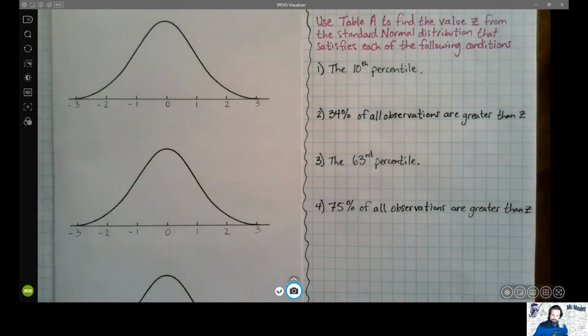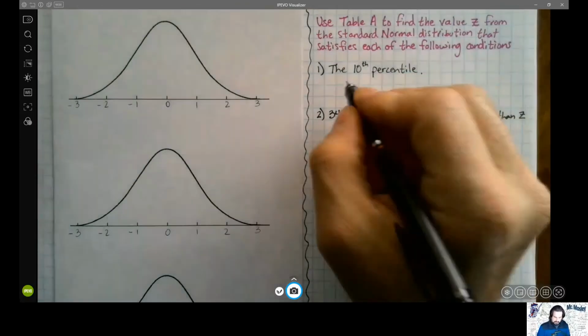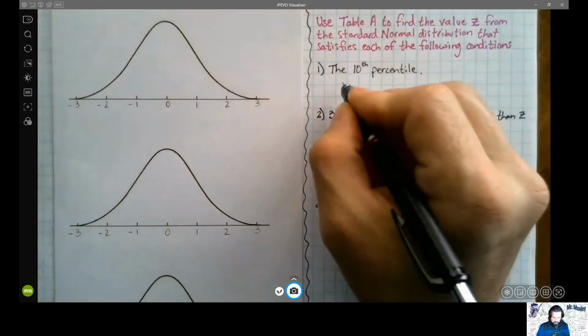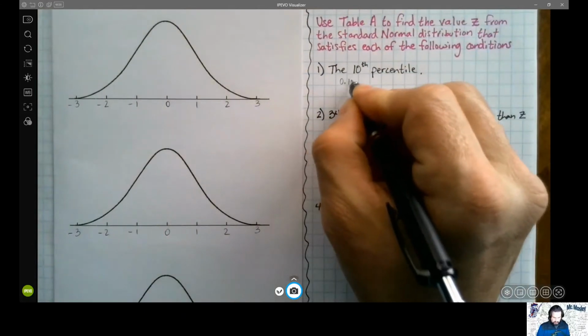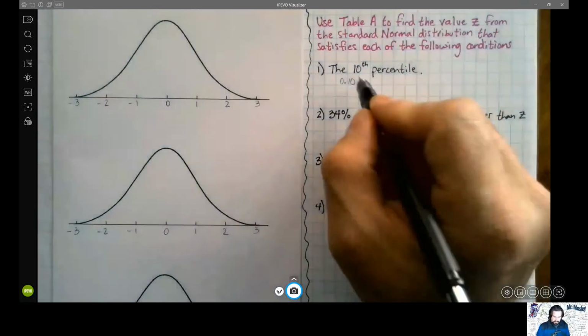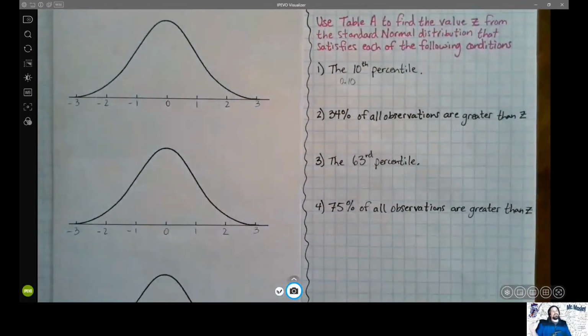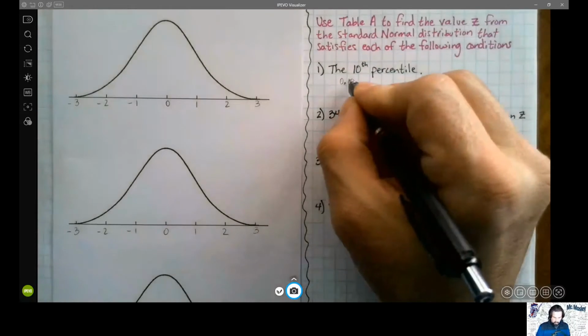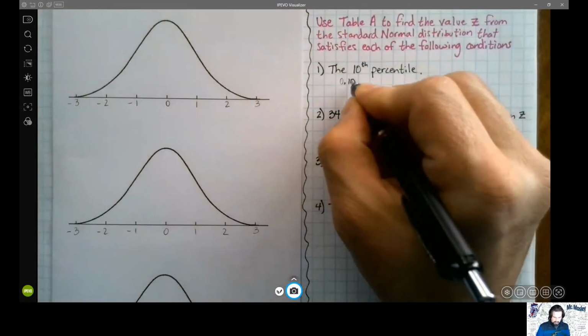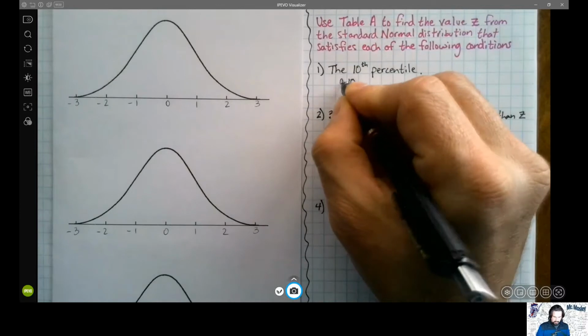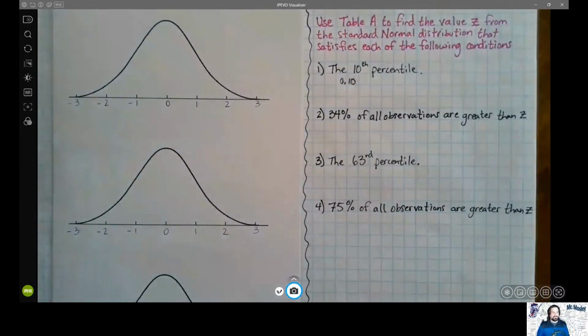All right, well, here's what we know. The 10th percentile is the same as a proportion under the curve of 0.10, right? The 10th percentile is where 10% of my observations are less than that point, whatever value z goes there. So we're looking at 0.10 as our reference for the standard normal curve.